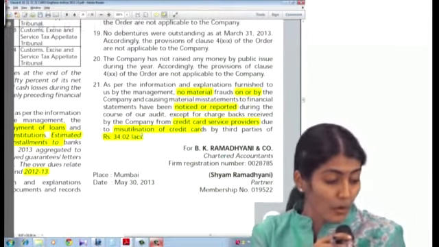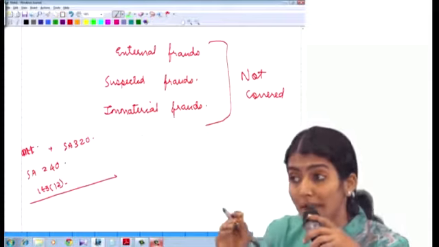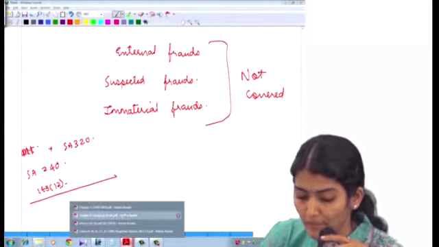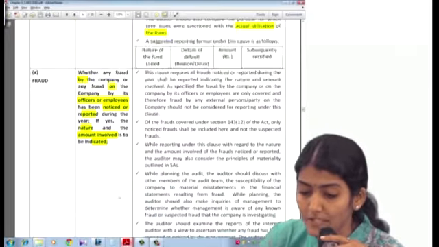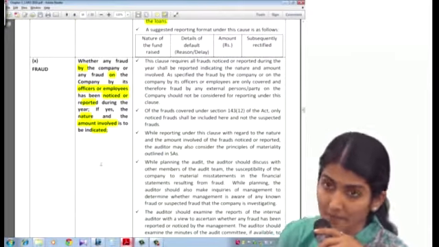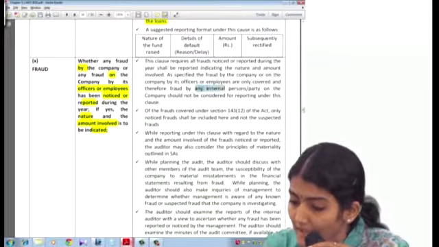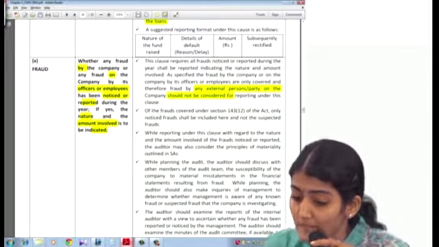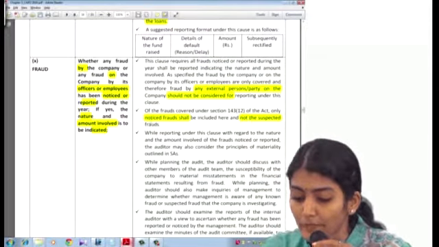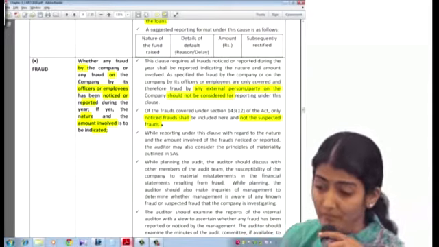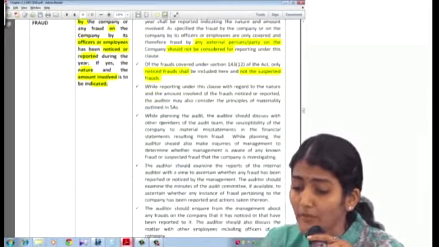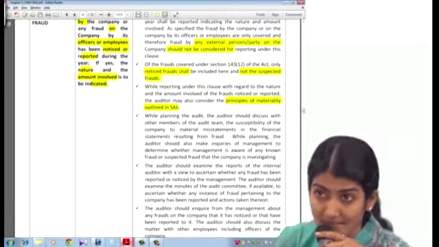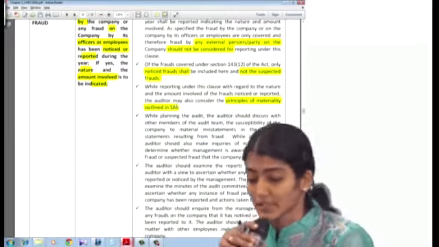Right, so any fraud on the company or any fraud by the company, by its officers or employees, noticed or reported during the year, if yes, the nature and amount involved is to be indicated. What does it say? Any external party frauds are not considered for reporting. Then what does it say? Only noticed fraud shall be included, not the suspected frauds. Then the nature and amount involved, you should consider the principles of materiality as laid down in the SAs. And so I told you in accordance with SA 320.